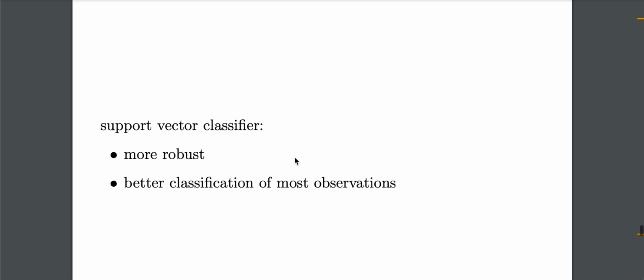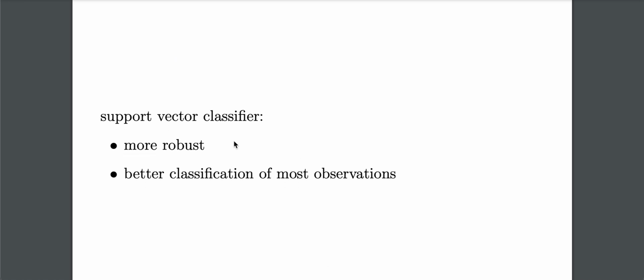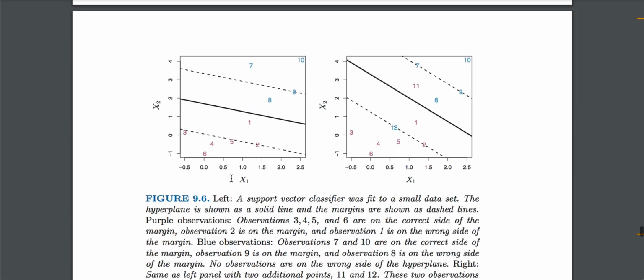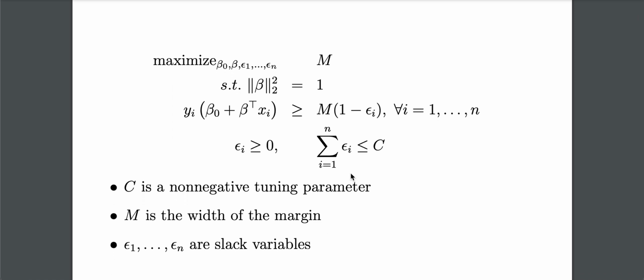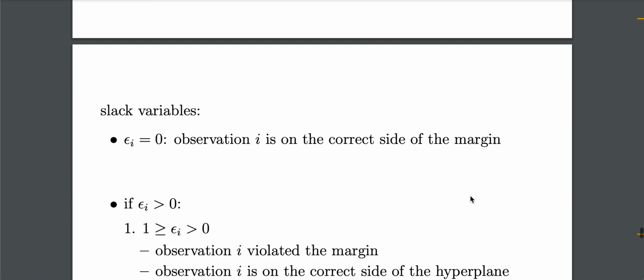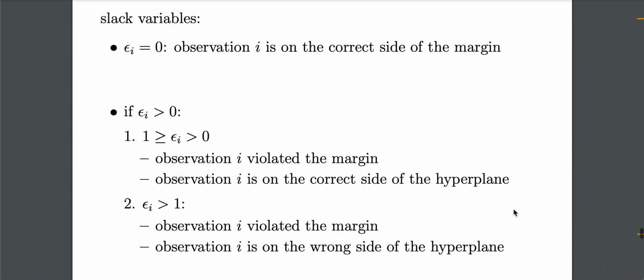So the support vector classifier, which is supposed to be more robust, is defined in this way. But if C is 0, it boils down to the previous case. Okay, so let's spend some time, and a lot of the things that I said are essentially summarized on this slide.